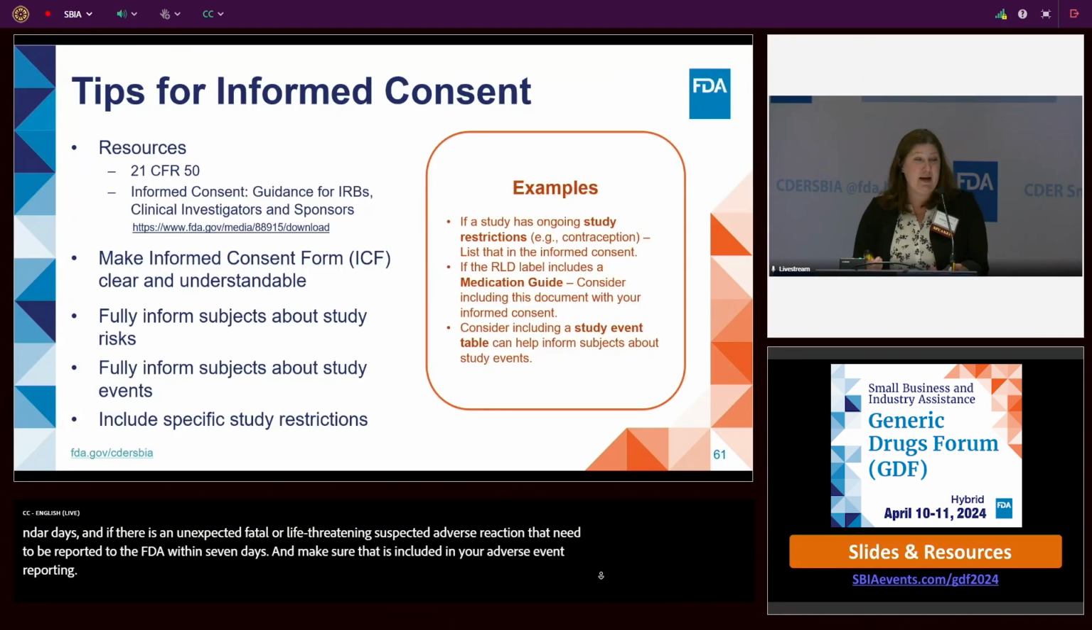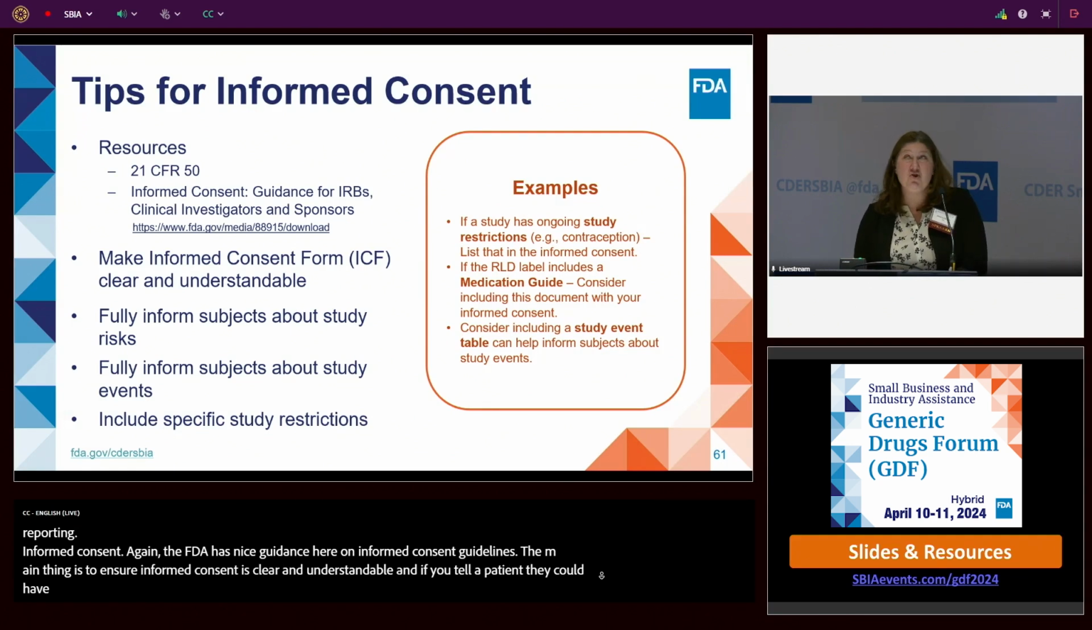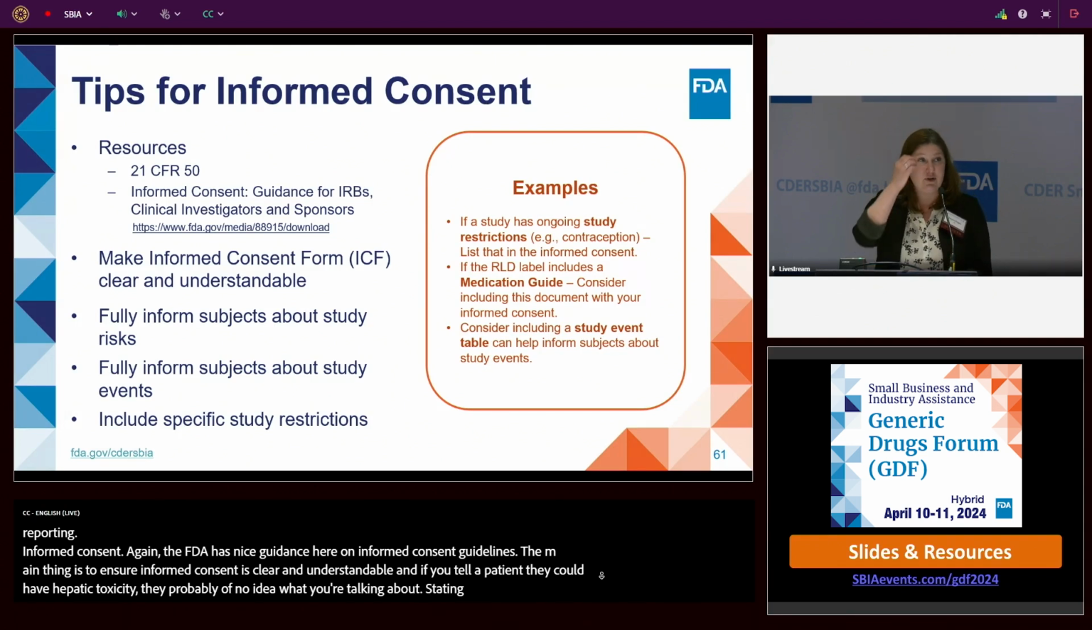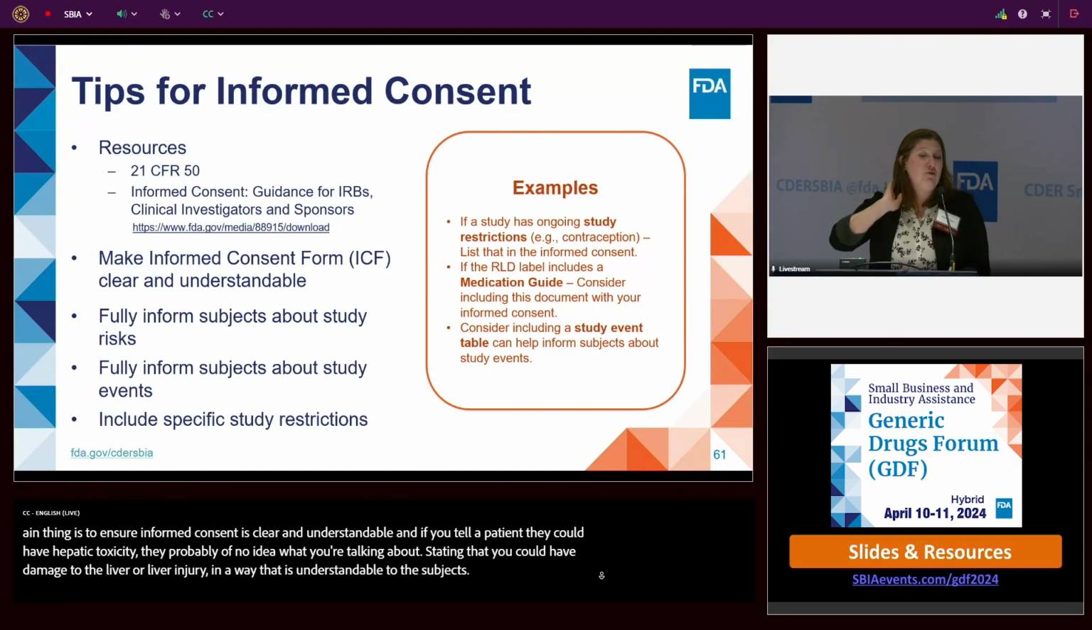Informed consent. Again, the FDA has some nice guidance here on informed consent guidelines. The main thing is just making sure that the informed consent is clear and understandable. If you tell a patient that they could have hepatic toxicity, they probably are going to have no idea what you're talking about. Stating it as, you could have damage to the liver or liver injury, in a way that is understandable to the subjects. Make sure to fully inform the subjects about the study risks.